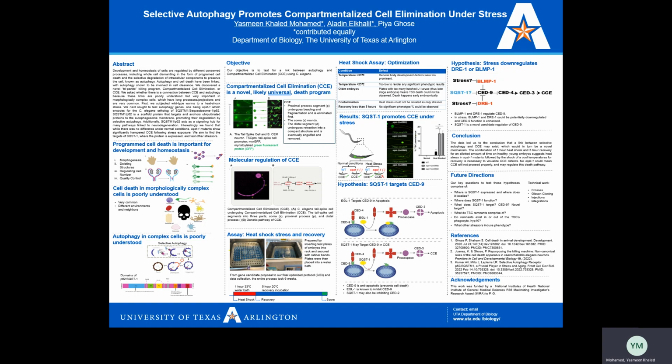Conserved cell death in morphologically complex cells, such as neurons and glial cells, is poorly understood due to different parts of the cell that can die by different mechanisms. Conserved autophagy in complex cells is similarly poorly understood.